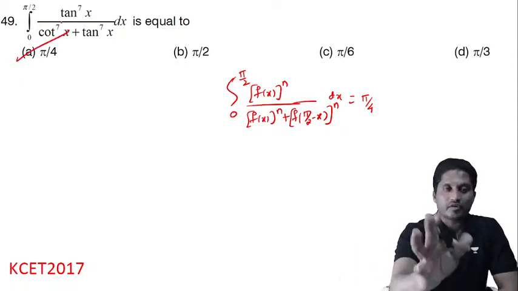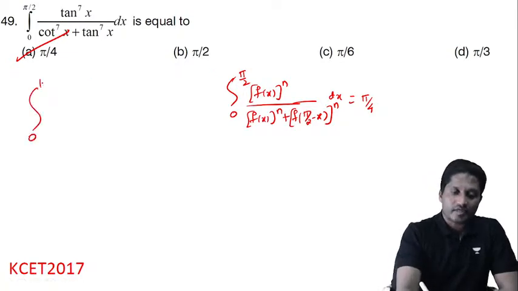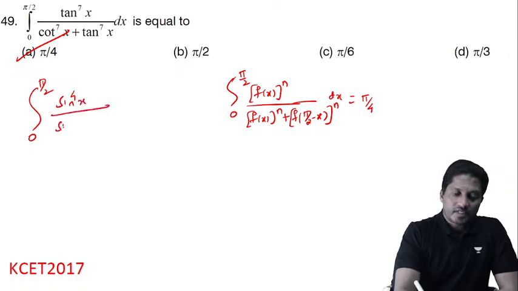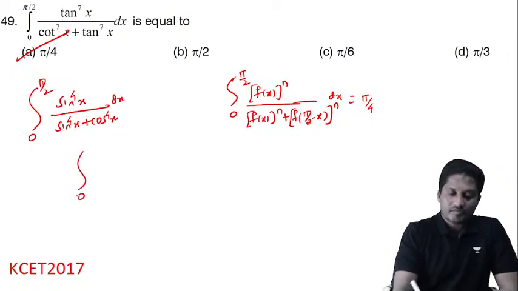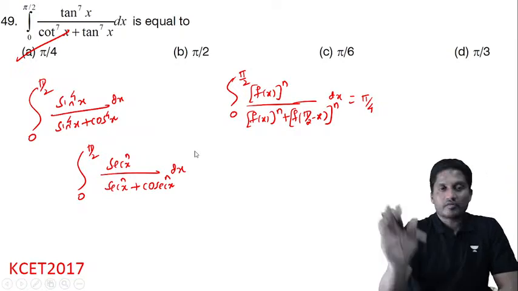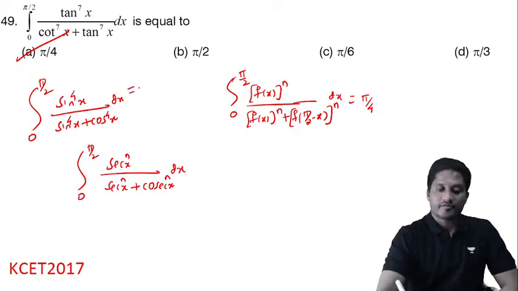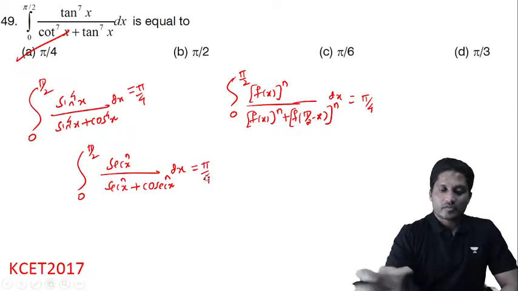In NCERT only 4 questions are there. Suppose I have 0 to pi by 2, sin power 4 x divided by sin power 4 plus cos power 4, answer is pi by 4. Similarly, if I have 0 to pi by 2, sec x to the power of n divided by sec x to the power of n plus cosec x to the power of n, with any power, answer will be equal to pi by 4 only. This is pi by 4, pi by 4. With any power, answer should be pi by 4 only.